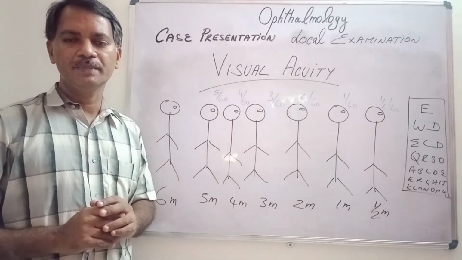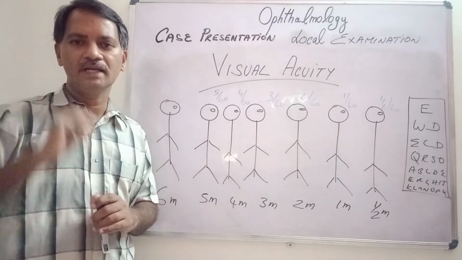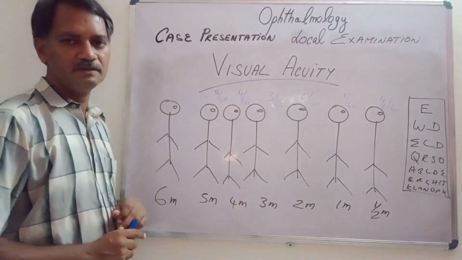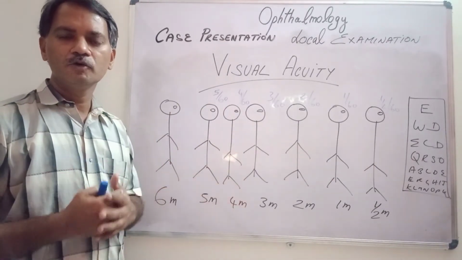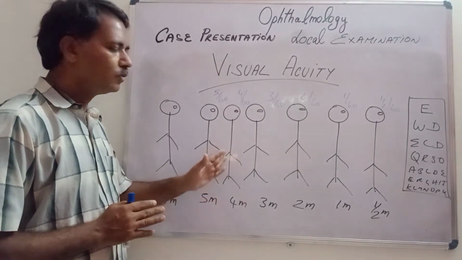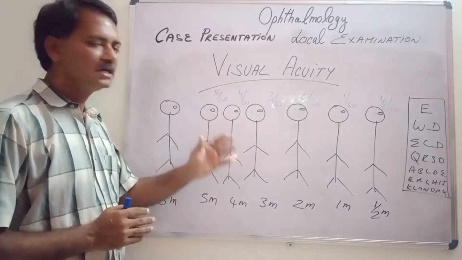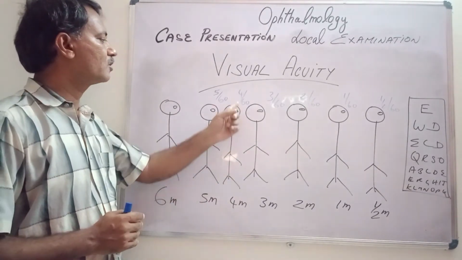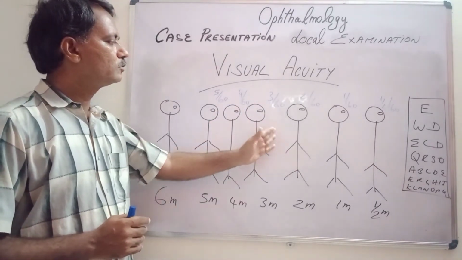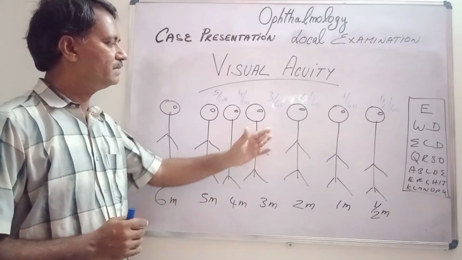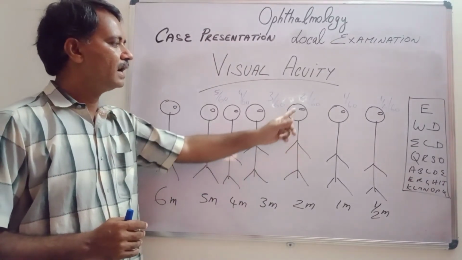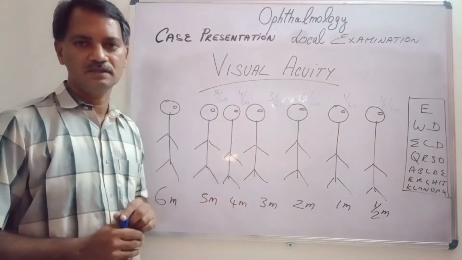If at 5 meters the patient is able to read the topmost letter, then the patient's visual acuity is 5 by 60. If the patient is not able to read the topmost letter even at the distance of 5 meters, then he has to move 1 more meter closer. If he is able to read the topmost letter now, then it is recorded as 4 by 60. Even if not able to do at 4 meters, go to 3 meters. If able to do, it is 3 by 60. If not, ask the patient to go closer by 1 more meter, that is 2 meters. And if he is able to read, that will be recorded as 2 by 60.